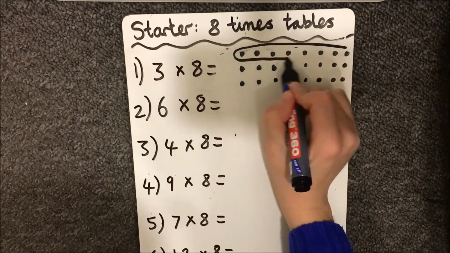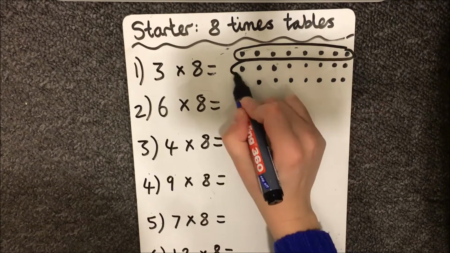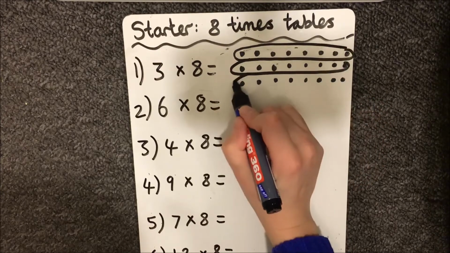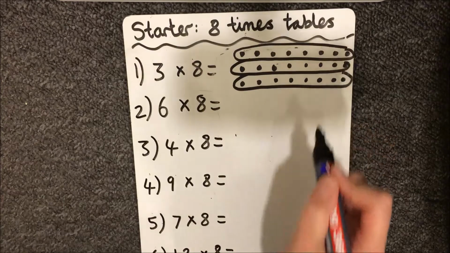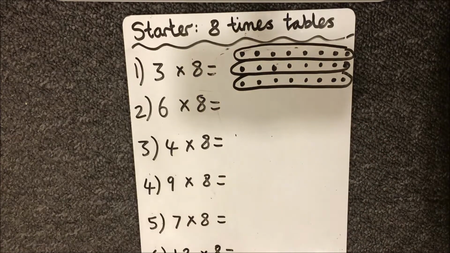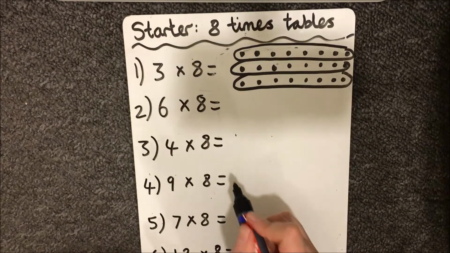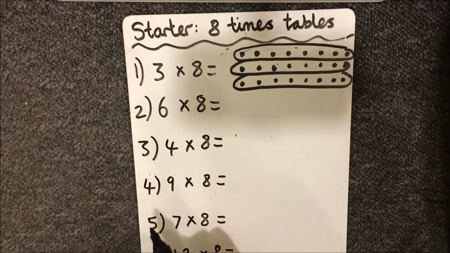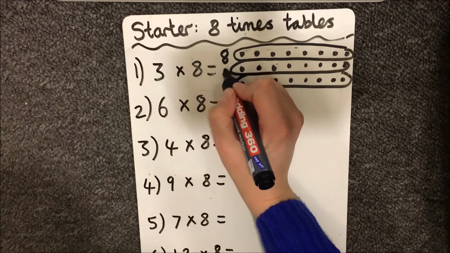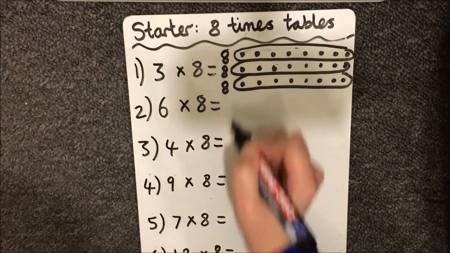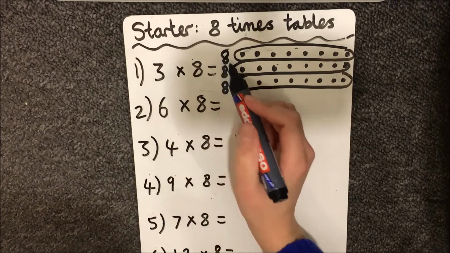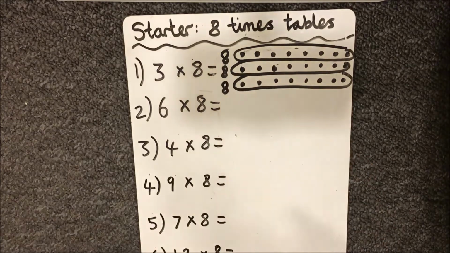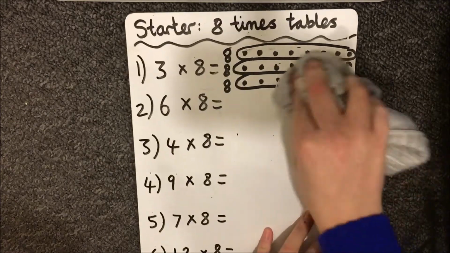That's right. My 1 times 8, 2 times 8, 3 times 8. How do I work out how many there are altogether? Should I count in ones? 1, 2, 3, 4, 5. That would take me ages. Because there are 8 in each row, I can just count in 8. Ready? 8, 16, 24. Fantastic.